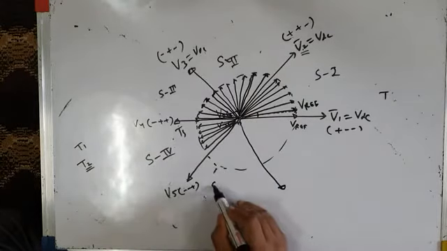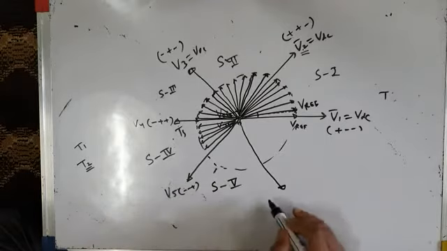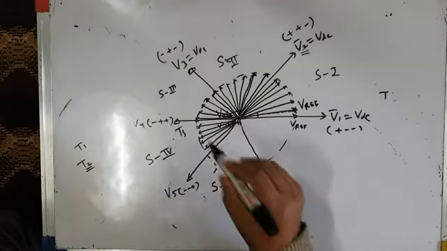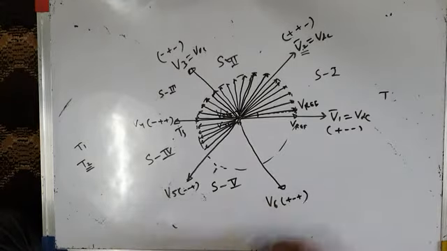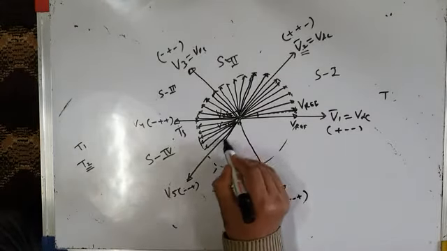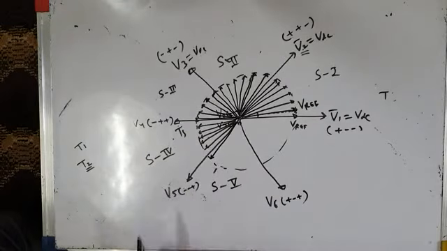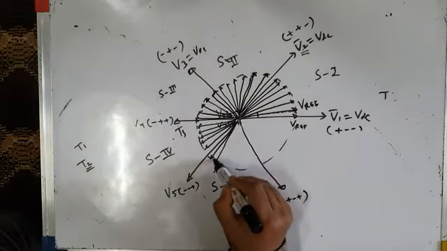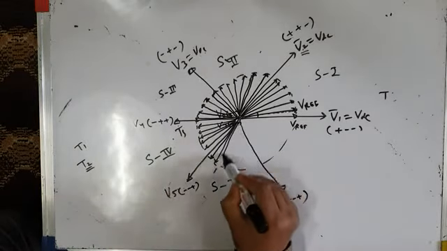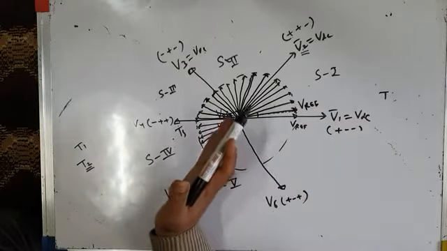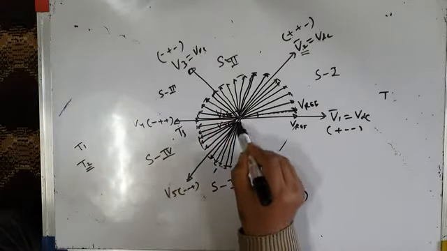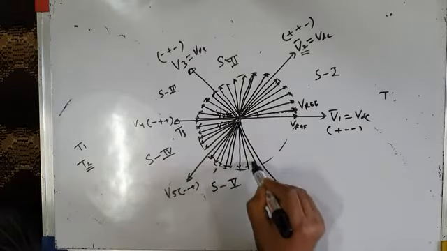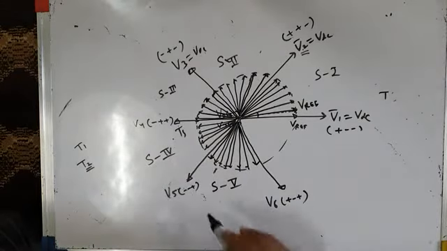This is sector 5. It is made up of V5 and V6 voltage vectors. V6 voltage vector is plus minus plus. The time interval for which V5 is applied across the load is T1, and T2 is the time interval for which V6 is applied across the load. As alpha increases, T1 decreases and T2 increases, so your reference vector will keep on moving from V5 to V6 in a circular trajectory like this. So that completes sector 5.